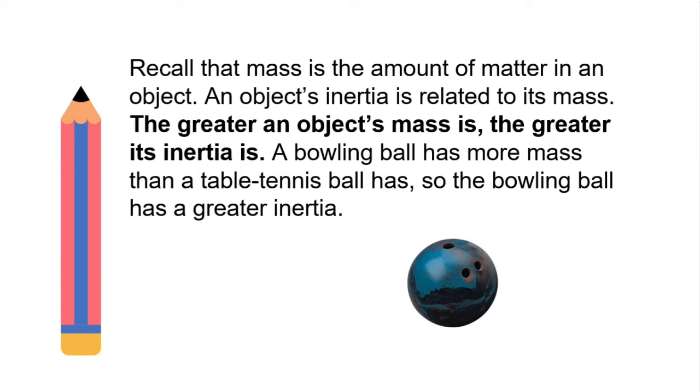Recall that mass is the amount of matter in an object. An object's inertia is related to its mass. The greater an object's mass is, the greater its inertia is. A bowling ball has more mass than a table tennis ball has, so the bowling ball has a greater inertia.